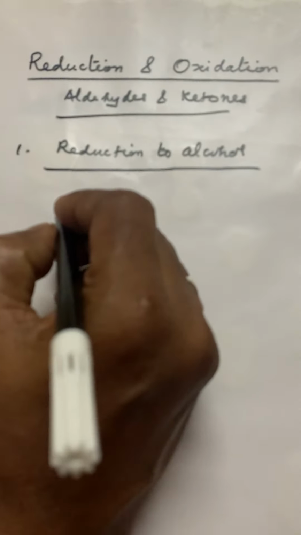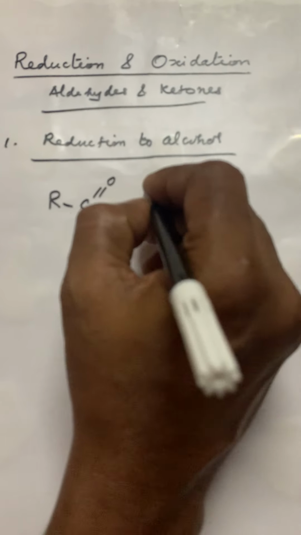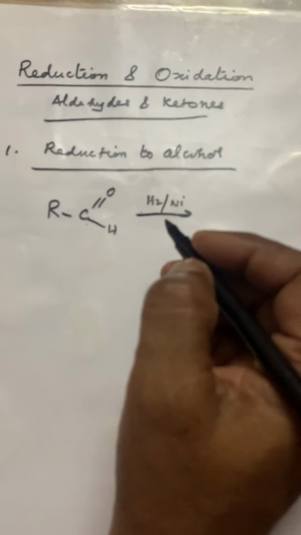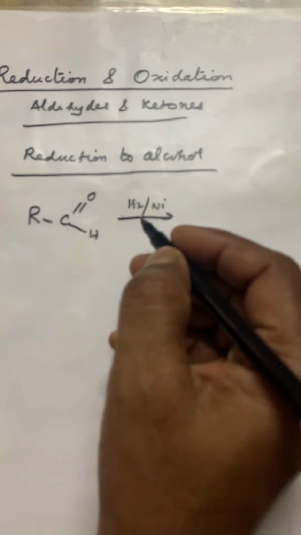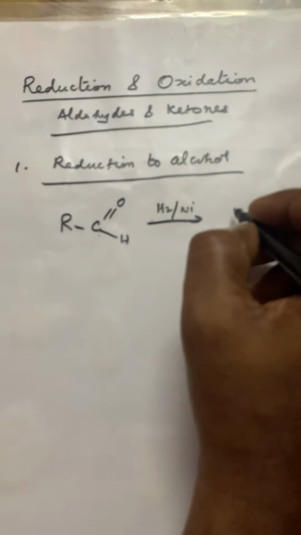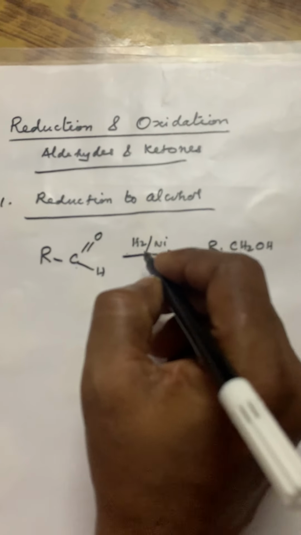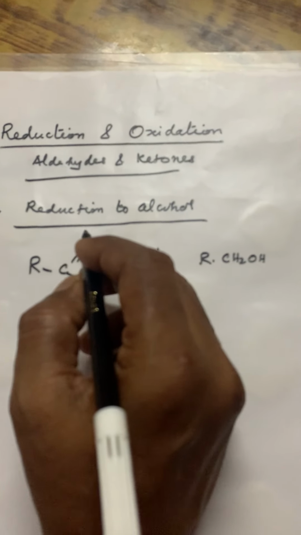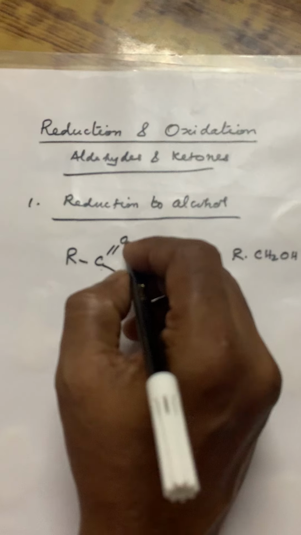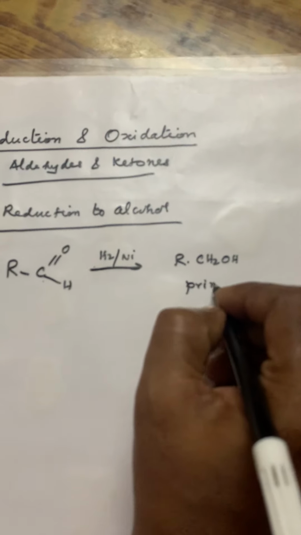Aldehydes, R-C double bond O-H, undergo reduction with hydrogen in presence of nickel, or hydrogen in presence of platinum or palladium, giving alcohol, RCH2OH. Reduction means it gives hydrogen, the double bond is cleaved, and one hydrogen will be attached, so we get a 1 degree alcohol. This is called a primary alcohol.